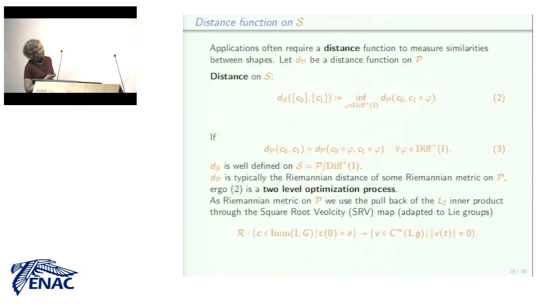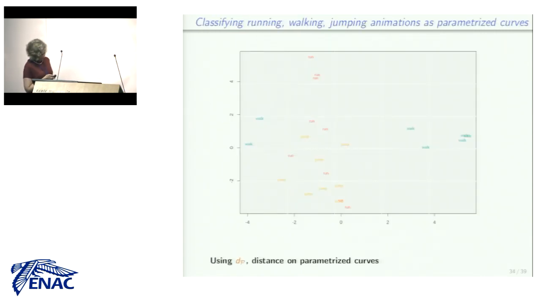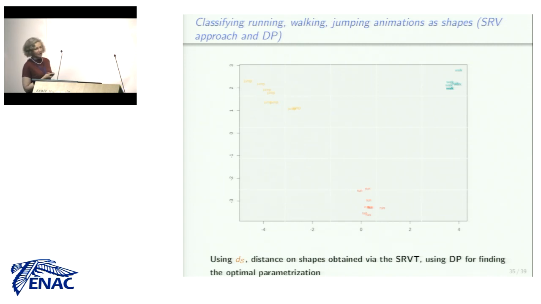And we do that for recognizing motions, for example. So here is an example that was shown also by Nicolas Tapia in his talk at the GSI conference here this year. And you want to characterize all these motions, which are here. Walking animations are in green, yellow are the jump, and run is the red. And by using the SRVT framework, this is what you get.